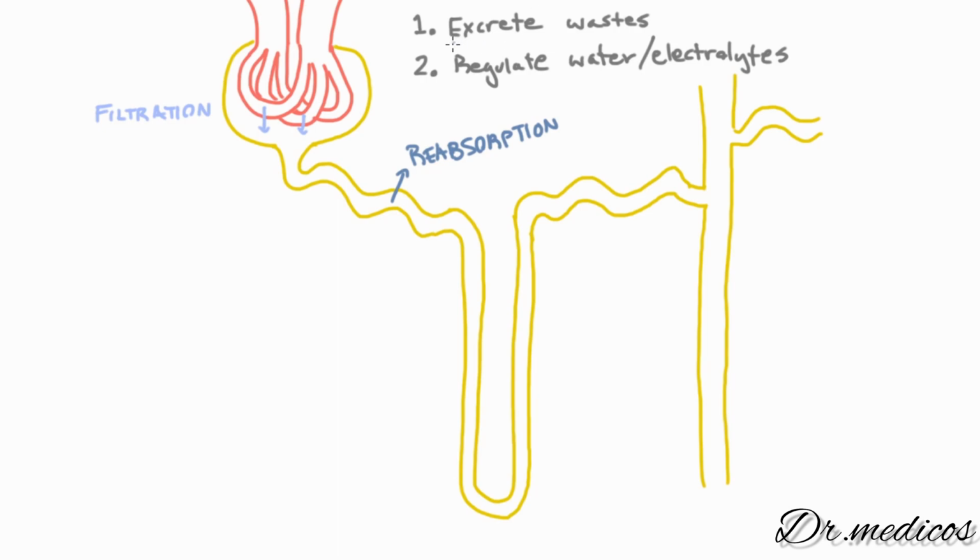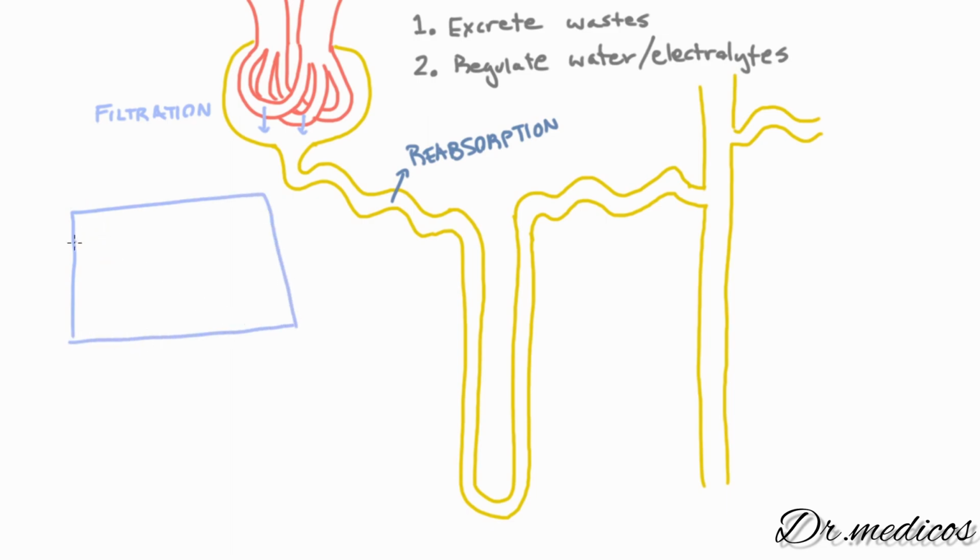Now, excreting wastes is kind of taken care of by filtration. Reabsorption is a little less relevant for excreting wastes because you don't want to reabsorb wastes. You want to get rid of them as much as possible. You may sometimes reabsorb them because you don't have a choice, but you're not going to try to. Whereas regulating water and electrolytes is all about reabsorption, because the amount that you filter is far too much.